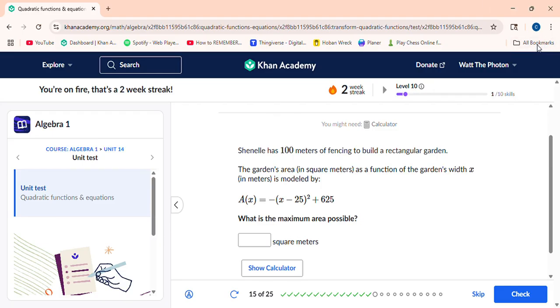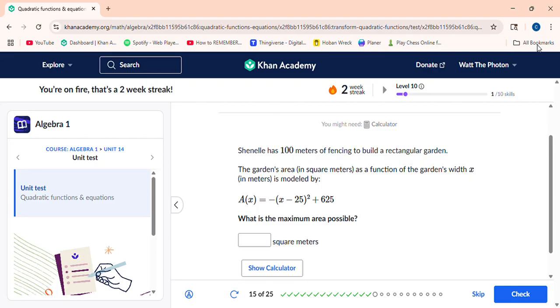So we're optimizing maximum area. So we have x squared plus, what was that? 25 squared, 625, minus 50x, all over -1 plus 625.